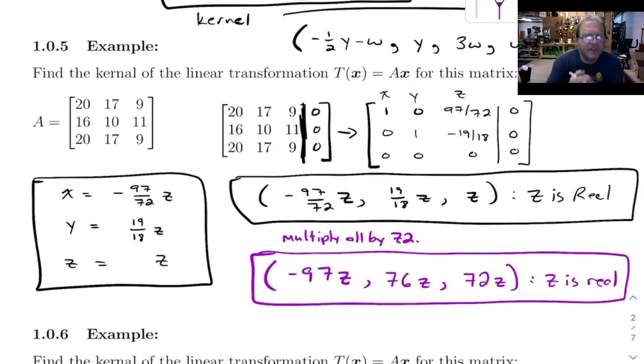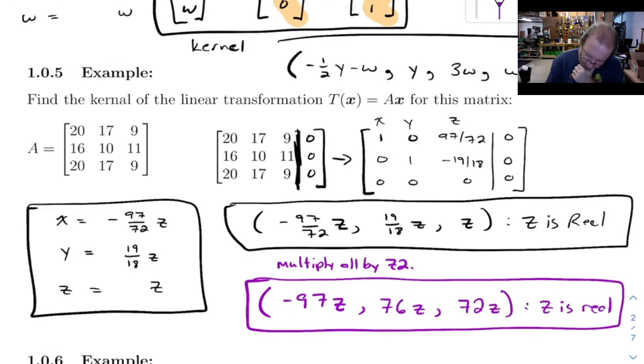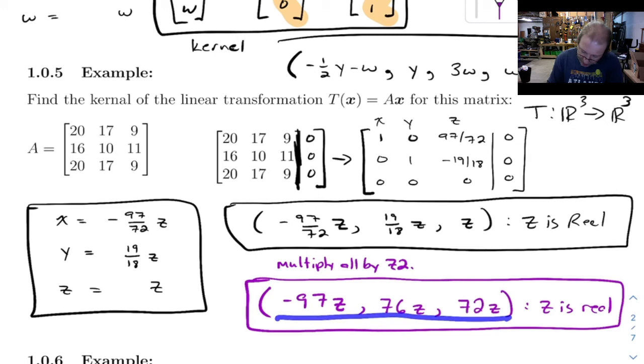Before we go on, though, let's talk about what this means. The kernel of this thing, if you think about it, is a line. So we've got this linear transformation that takes in vectors from R3. When you multiply it out, it gives you a vector in R3. I guess a better way of writing that is, in this case, T maps R3 to R3. Anything that happens to lie on this line is going to get mapped to the 0.